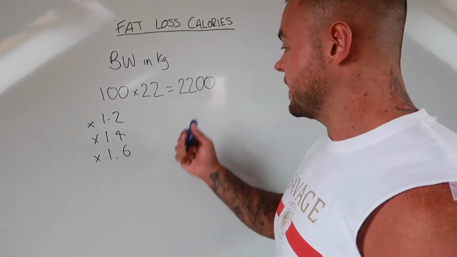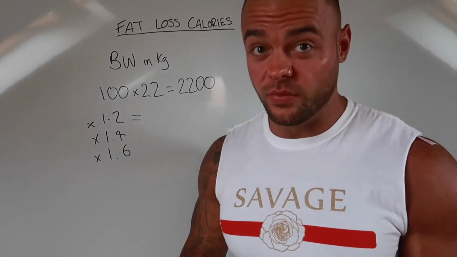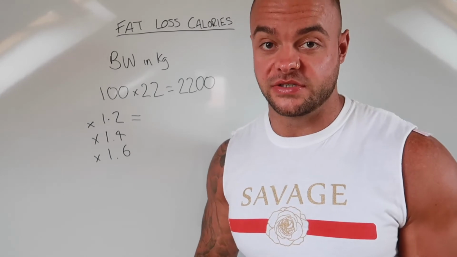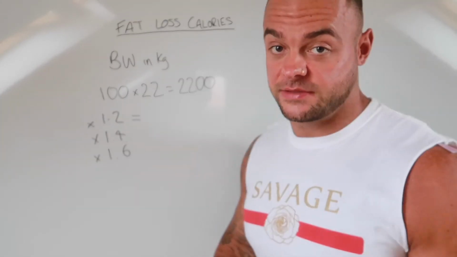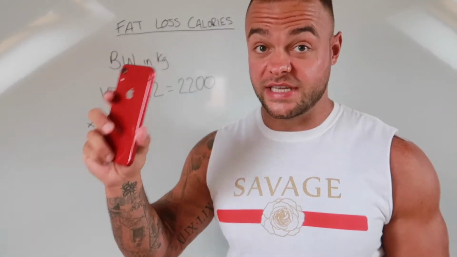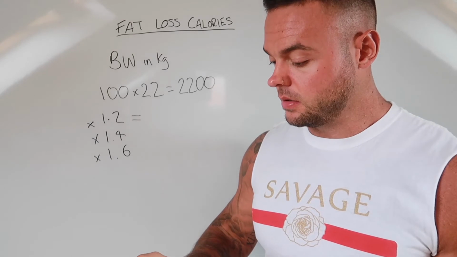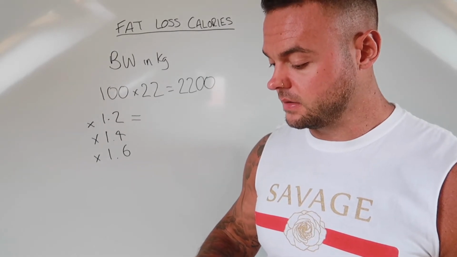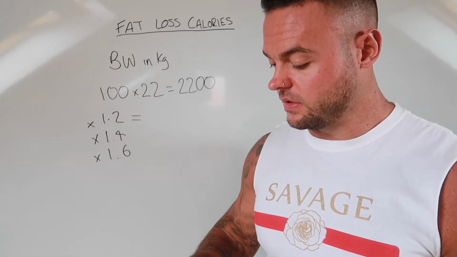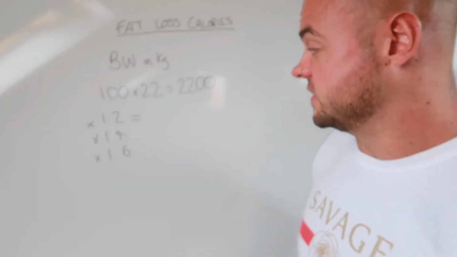So we're going to take our 2,200. I don't do much. I'm an online personal trainer. I sit down on my laptop most of the day, especially today because I'm not training. So I'm going to times it by 1.2. I'm just going to use the calculator on my phone because I don't trust my mental maths that much. Not anymore at least. So we're going to do 2,200 times 1.2. And that's going to give me 2,640.